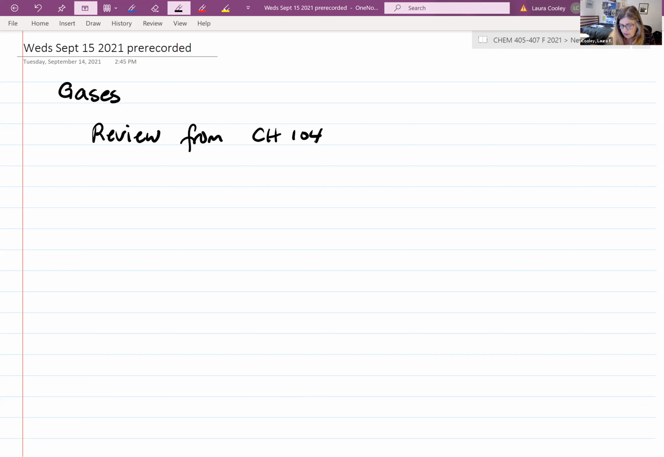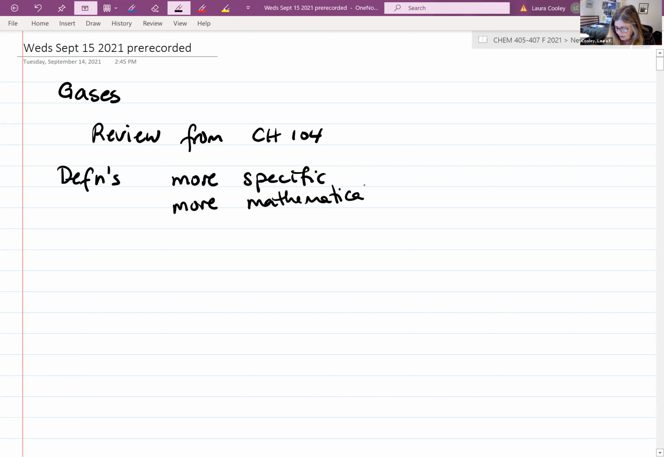What we're going to do is cover a lot of the same information that was taught in general chemistry, but we're going to make our definitions more specific. And also we're going to consider gases and their properties a little bit more mathematically, realizing that this might help us along the way in this course, because that's what we tend to do in PChem, is look at things more mathematically.